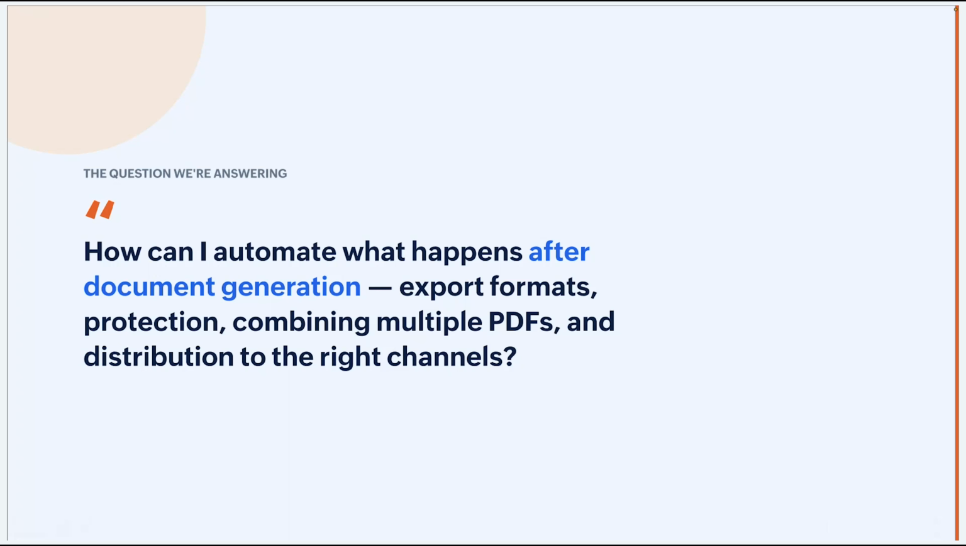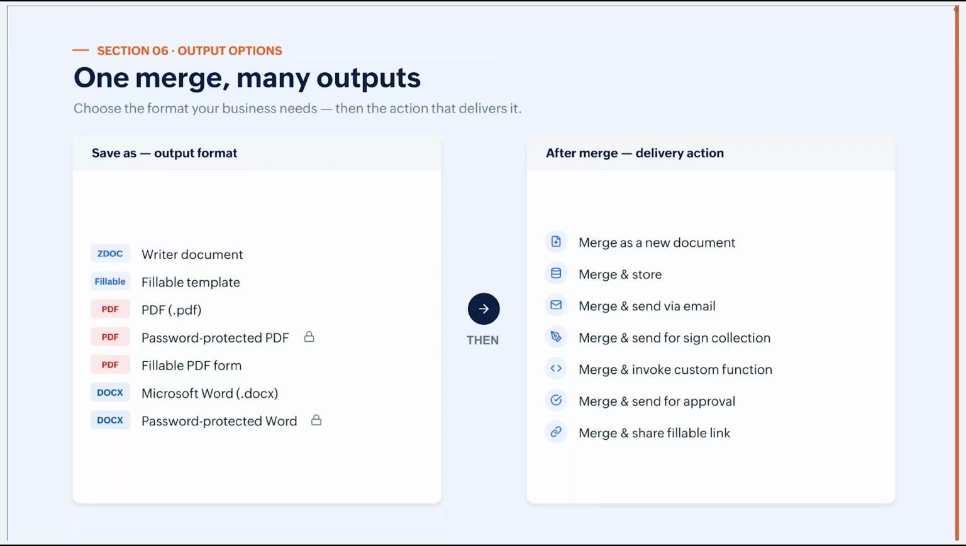Well, once your document is generated, the next step is deciding what should happen to it. With Zoho Writer, you don't have to perform those tasks manually every single time. You simply configure them once as part of your merge settings. So the first thing you decide is the output format. Depending on your business process, you can generate a Writer document, a Microsoft Word document, a standard PDF, a password protected PDF, a fillable PDF, or even a fillable form.